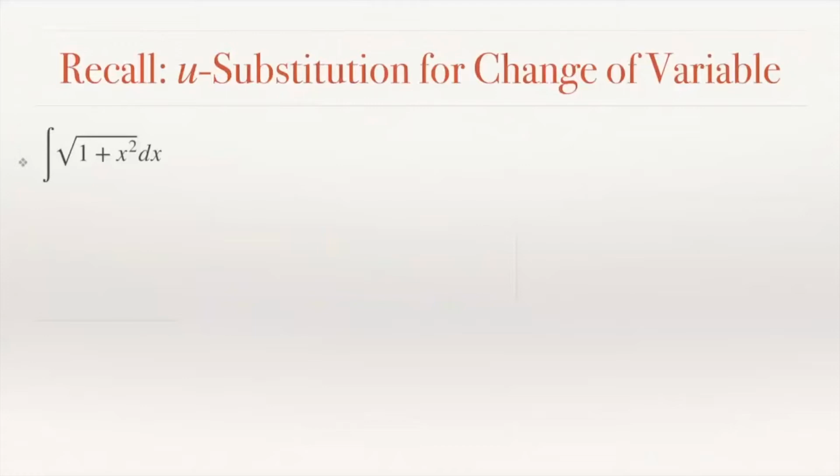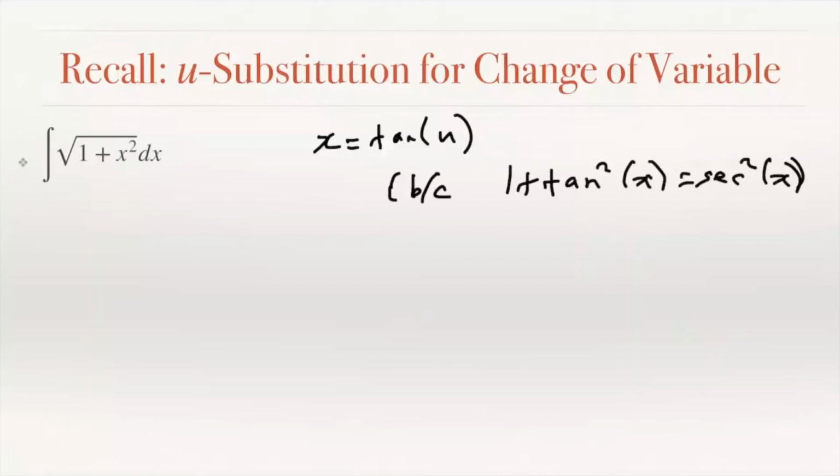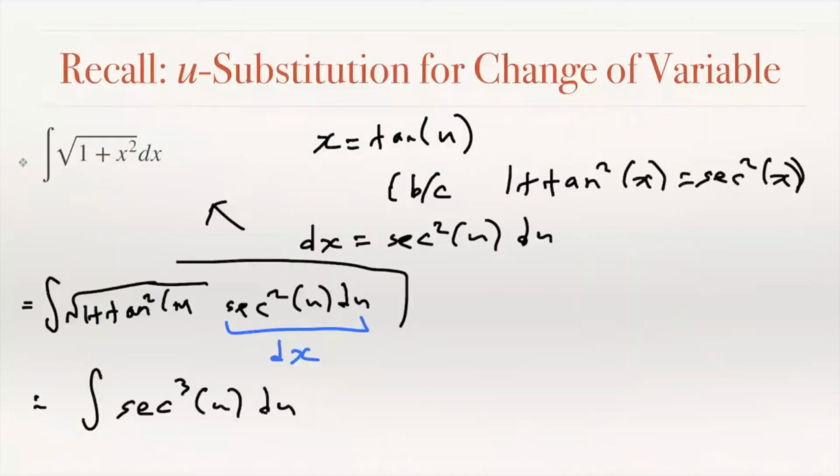Recall from back in Calc 2, you did u substitution by doing something like, in this case, x is the tangent of u, which you would have done because 1 plus tangent squared is secant squared, and then you would have that dx is secant squared u du. And then you would substitute that in to transform the integral into something like this. Critically, we let x be some function of u, and then we did a substitution. And that substitution wasn't just replacing x with that. We also had to change the dx part to some stretching factor involving u, as we'll come to think of it.